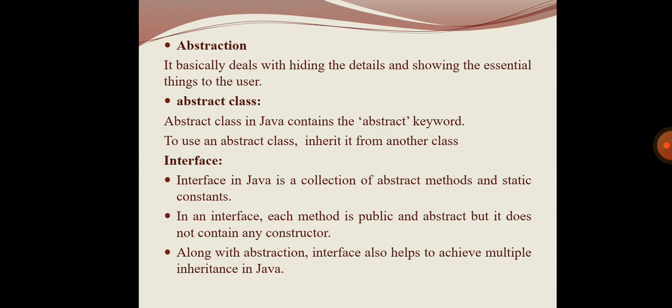An interface in Java is a collection of abstract methods and static constants. In an interface, each method is public and abstract, but it does not contain any constructor. So an interface is a group of related methods with empty bodies.